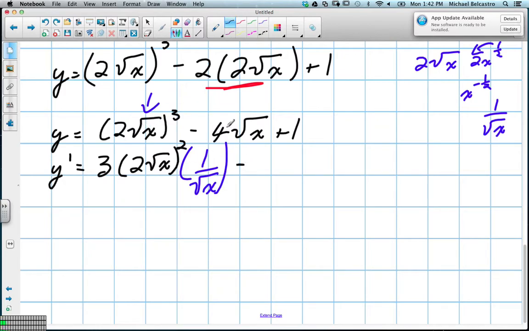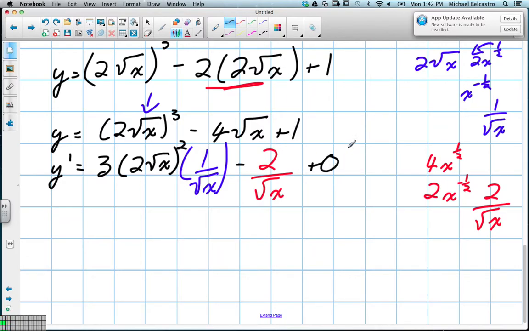From there we have subtract 4 root x. We'll do the same thing over here. 4 root x is the same as 4 times x to the power of a half, which becomes 2 x to the negative half, which becomes 2 over root x. Once we understand this part, it should make sense quickly. So 2 over root x, and the derivative of 1 is 0, so we add 0. It doesn't really include itself.